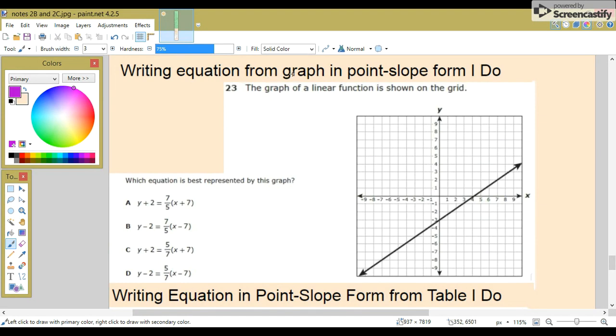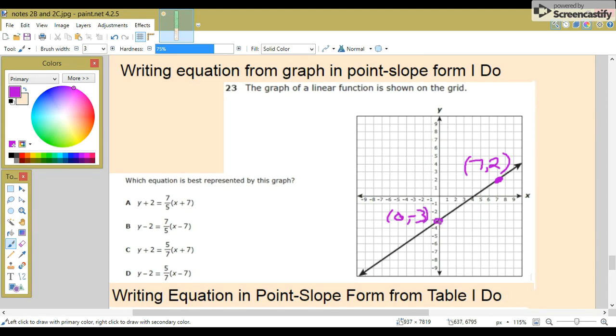Writing equations from graph and point slope form. The graph of a linear function is shown on the grid. Which equation is best represented by this graph? We have 2's and 7's, so let's label our lattice point with a 2 and a 7. That would be this point right here. We have (7, 2). Let's label another point on our graph. Let's go ahead and label our y-intercept. We have (0, negative 3).